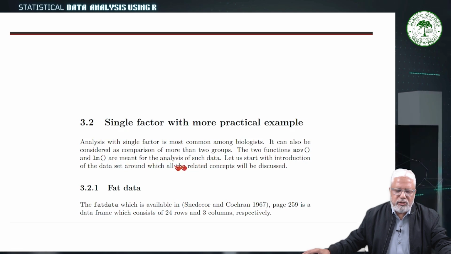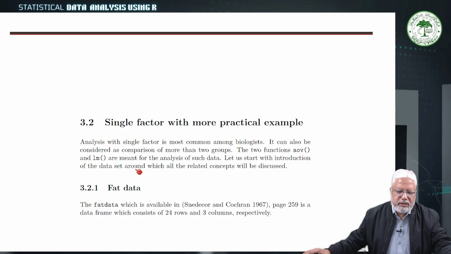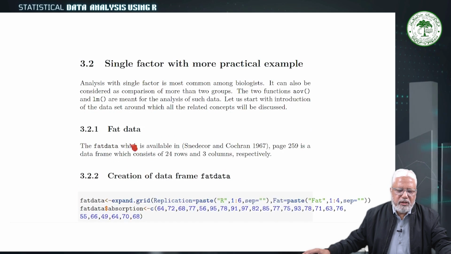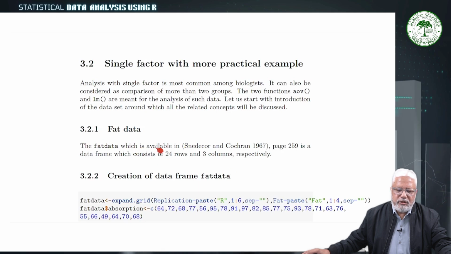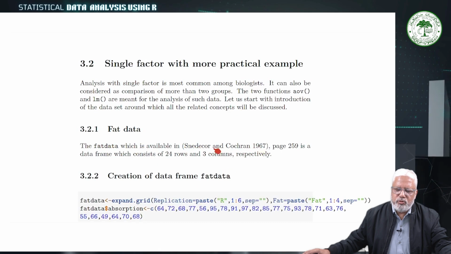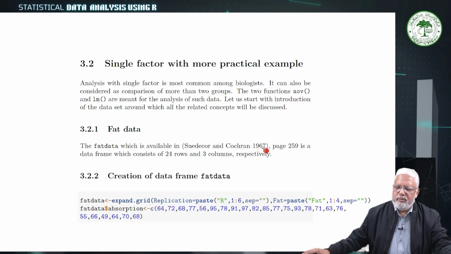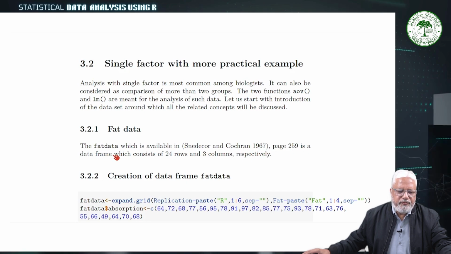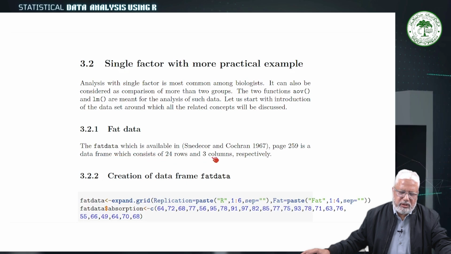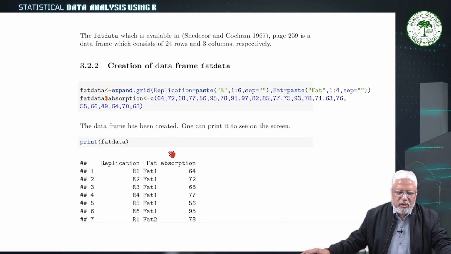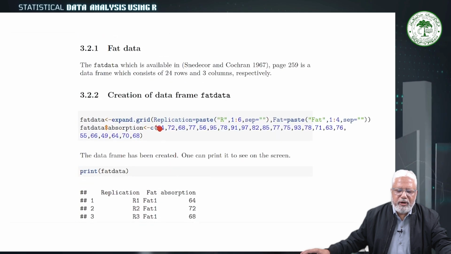Let us start with the introduction of the data set around which all the related concepts will be discussed. The fat data is available in Snedecor and Cochran's book, Statistical Methods. I have already talked about this book. On page 259 is a data frame which consists of 24 rows and 3 columns. Actually, it is not in the form of a data frame, it is in the form of a table, but we have created a data frame out of this.